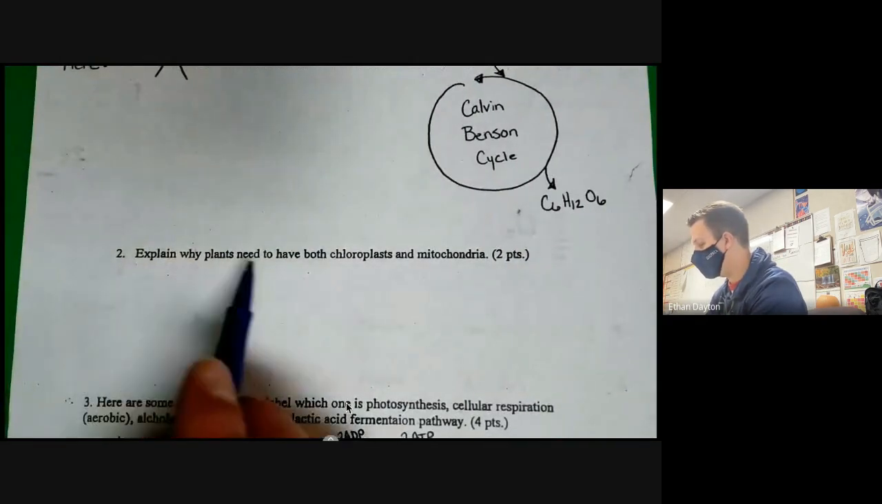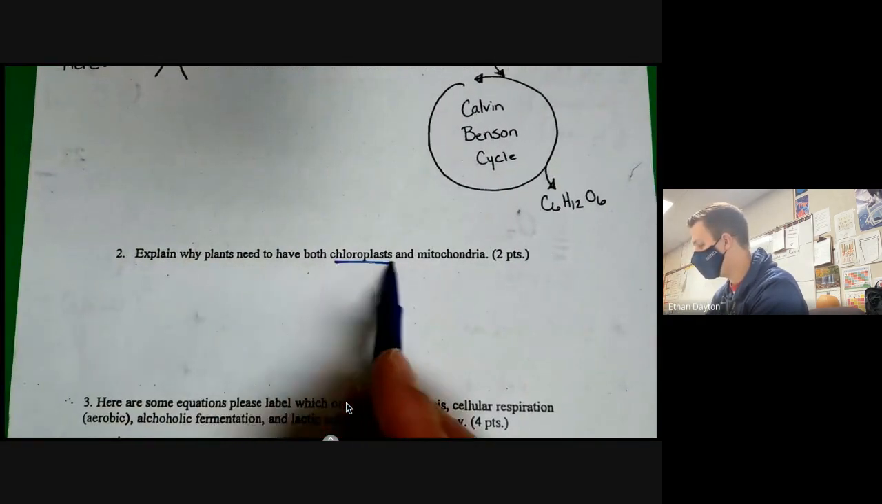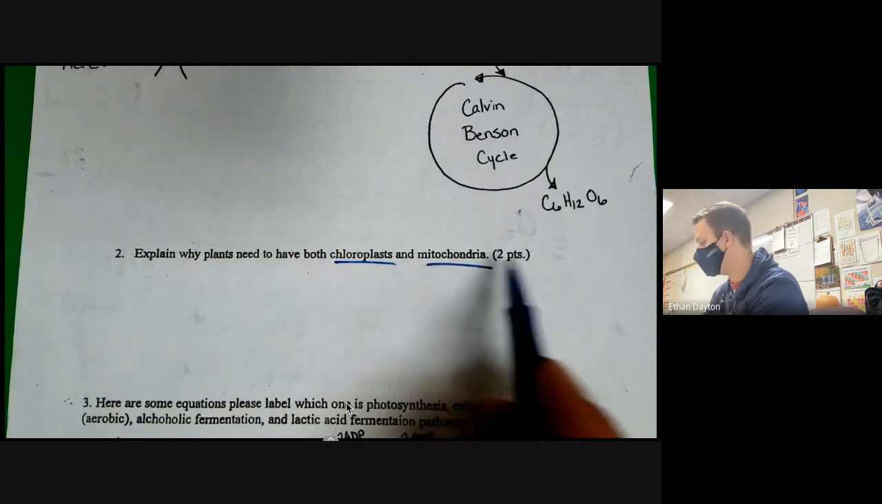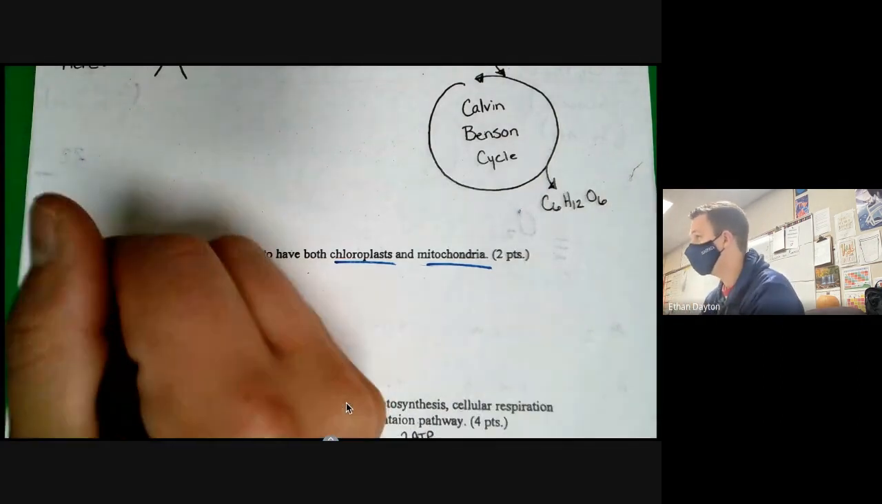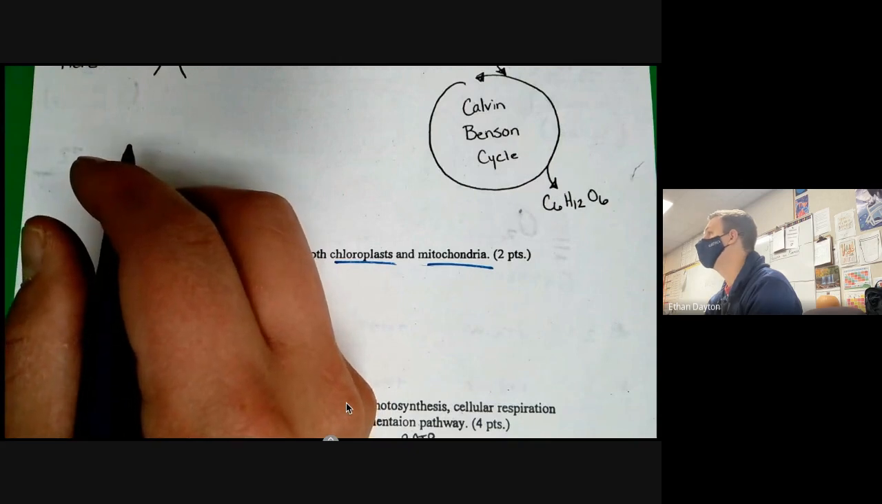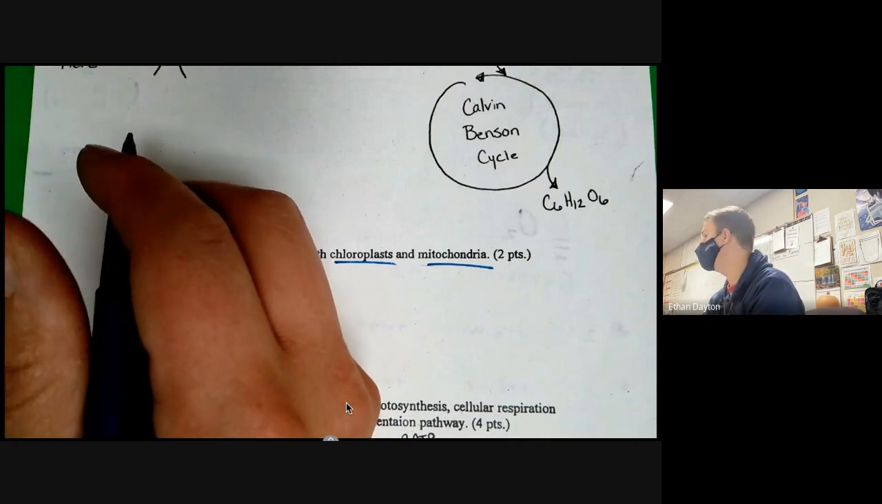Explain why plants need to have both chloroplasts and mitochondria. Okay, why do plants need both? We don't have chloroplasts, but plants have both. Why do they need both? Bella. There you go. You basically nailed it.